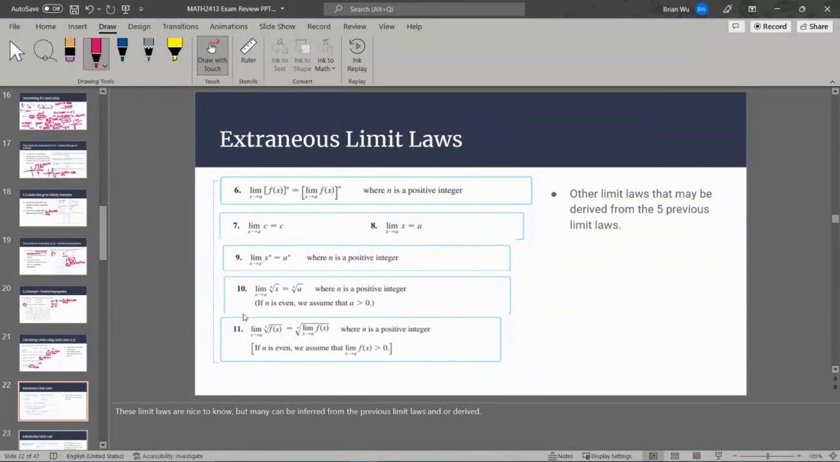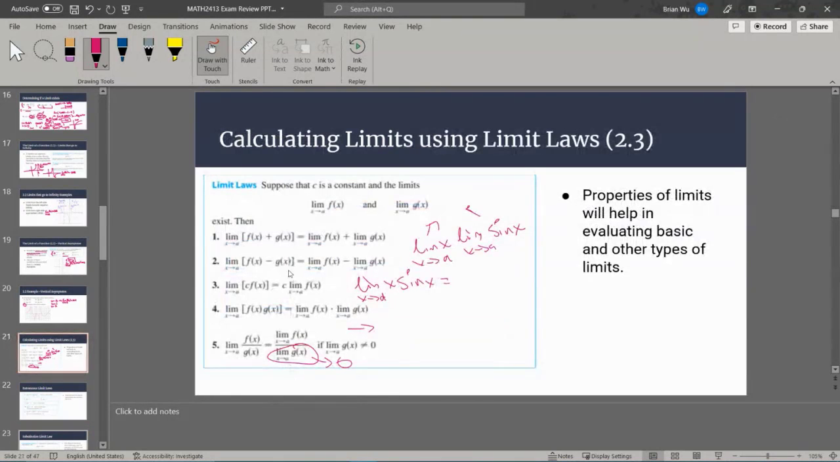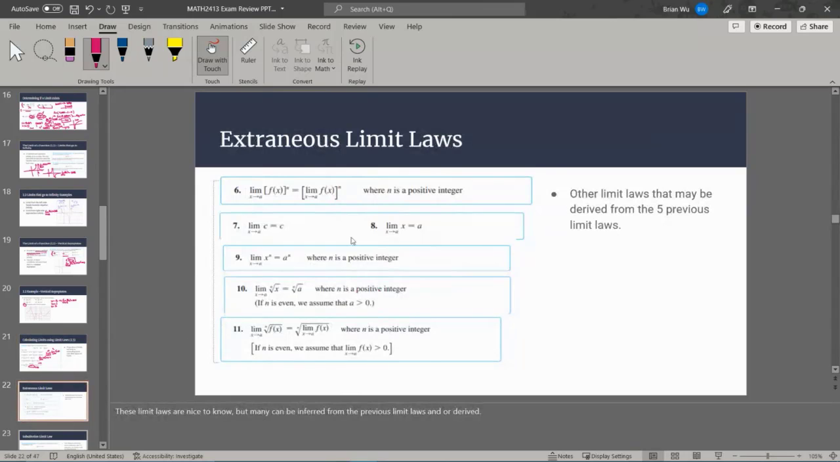There are a bunch of extraneous limit laws that you can review on the PowerPoint if you wish, but essentially they're derived from the previous 5. So it will be easy to see these intuitively, but if you need a refresher, you can always go to the PowerPoint.